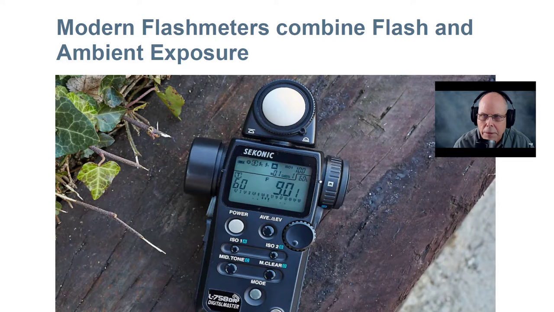Setting flash to ambient exposure with a flash meter. Modern flash meters combine flash and ambient exposure, so it's really easy to use a flash meter. You just set the shutter speed and the ISO, push a button on the meter that's ready to go when you're in flash mode, and you pop the flash or trigger the flash, and it gives you an f-stop number at that shutter speed, and that's what you set your lens and camera at.